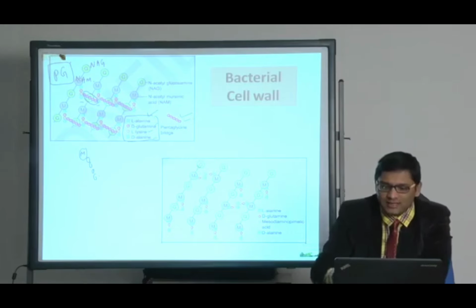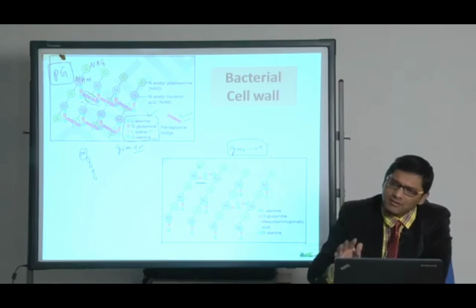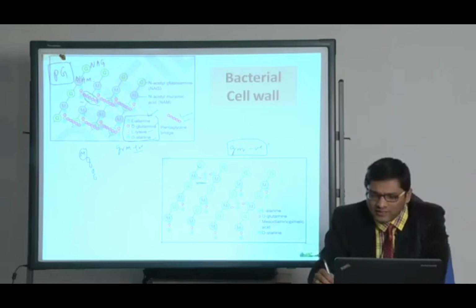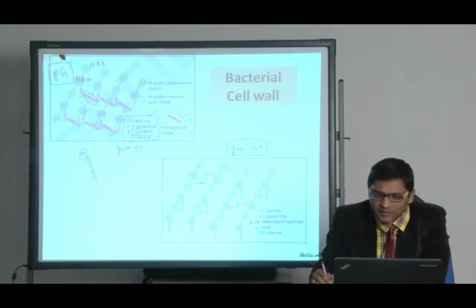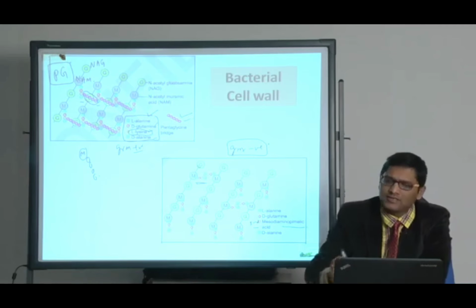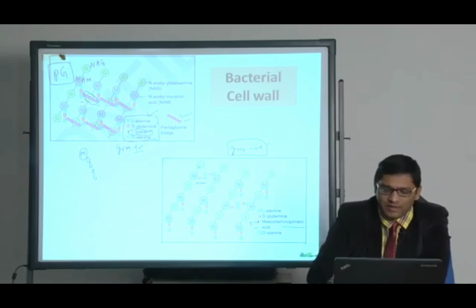The difference is in gram negative. So, this is gram positive cell wall. In gram negative cell wall, from NAM molecules the tetrapeptide side chain will be there, but the difference is at the third position, instead of lysine you have mesodiaminopimelic acid. So, this is the difference, one difference.